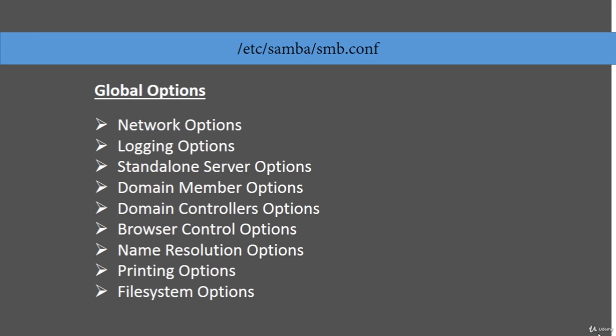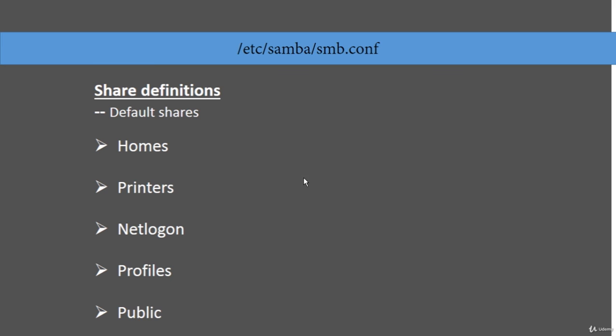Okay, now let's talk about the share definitions. Share definitions are like the bottom half of the smb.conf file. We're still in the same file. Let's start with homes. Homes is where you're going to have the home directories of the users. Printers is where you're going to have the printer definitions, printer drivers, and all the printer related information.